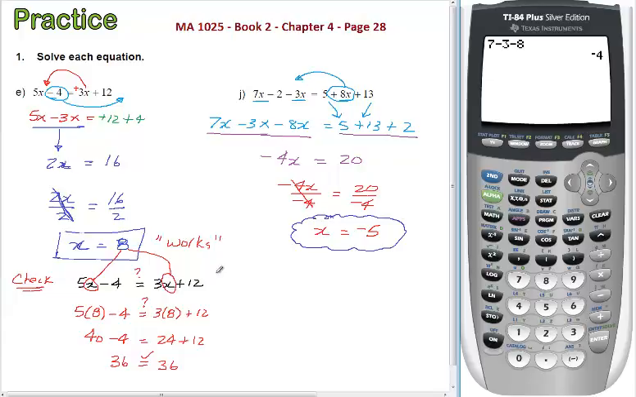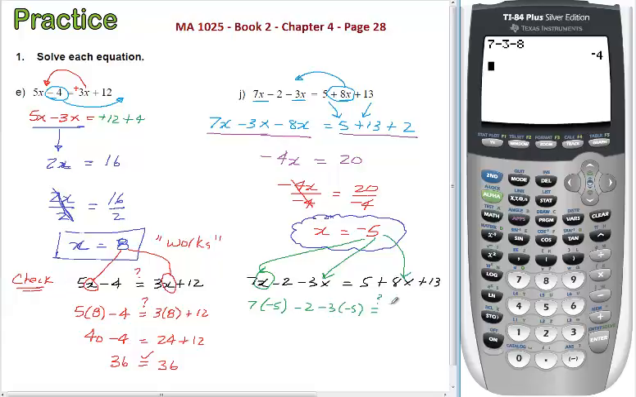How do you run the check? Right, you substitute into the original equation. Okay, go back to the original and put negative 5 in wherever you see x. So how many substitutions do we do now this time? We do how many? 1. Got to go in for this one, 2 and 3. So again, 7 times negative 5 minus 2 minus 3 times negative 5. Does that equal 5 plus 8 times negative 5 plus 13?